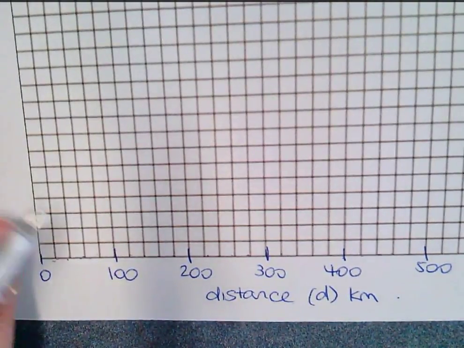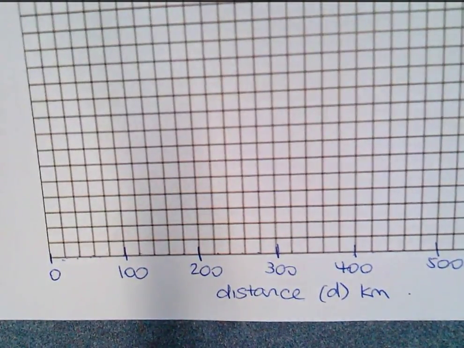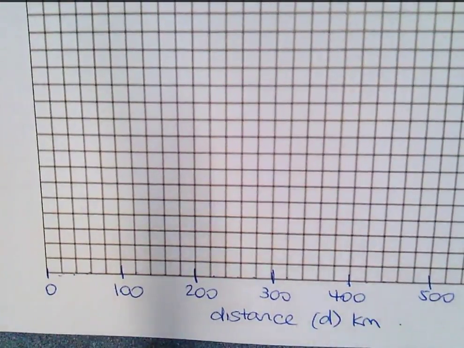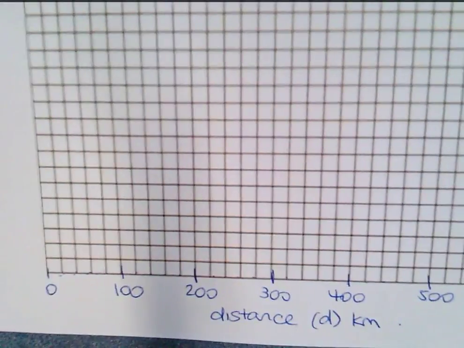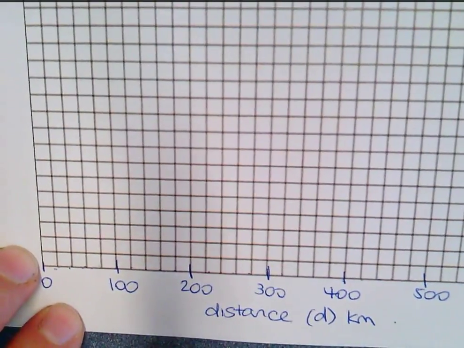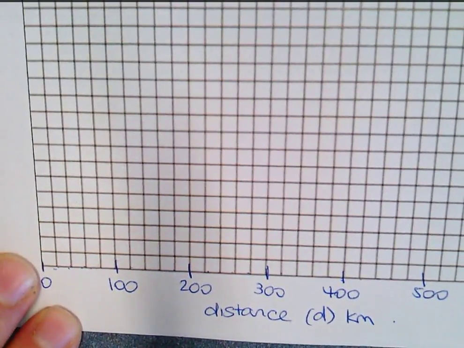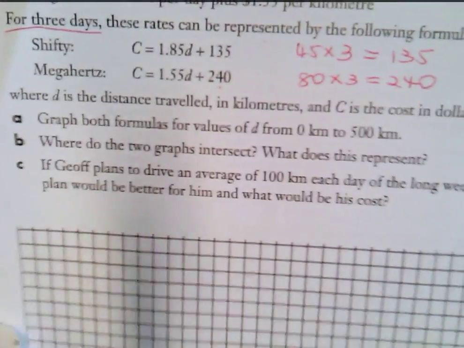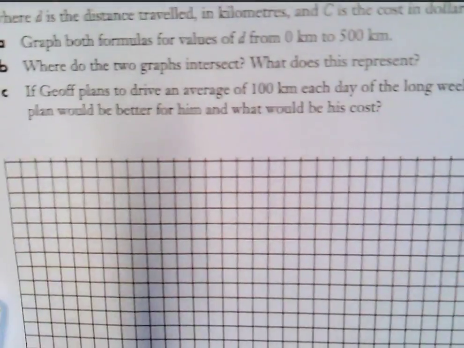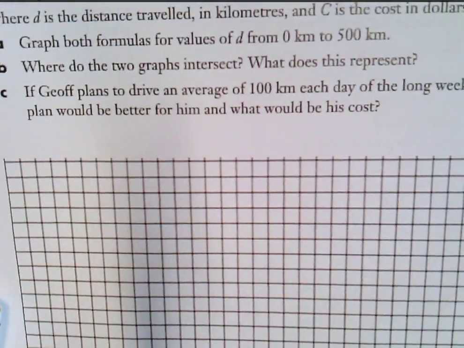Now, I've really got to work out how quickly I'll go up that vertical scale. Don't even think about working it out until you know the maximum value. So you need to substitute 500, D is 500, into each of the formulas. And that is as high as you will need to go. Let's just put D is 500 into the first one. I can do it on a piece of paper, or you can just do it on your sheet.